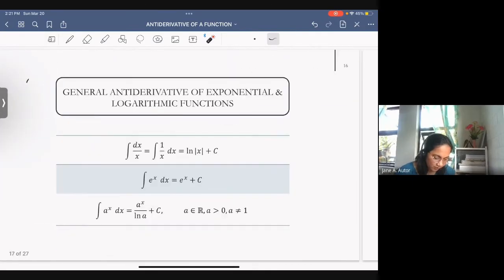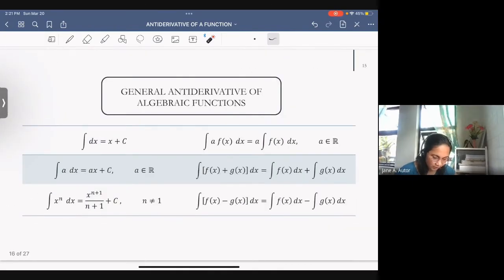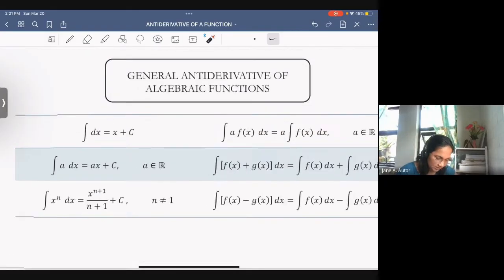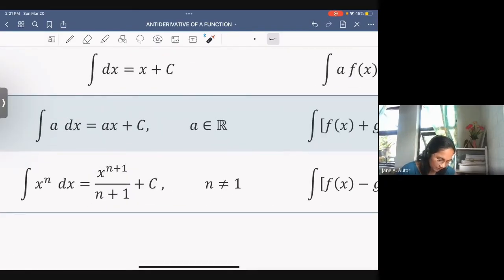Alright? So, if we are going to check for these general antiderivative of algebraic functions, it says that the integral of x raised to n, wherein n is any real number, dx is equal to x raised to n plus 1. As you can see, we add 1 to the exponent and then divide by n plus 1, and then plus c. Okay?